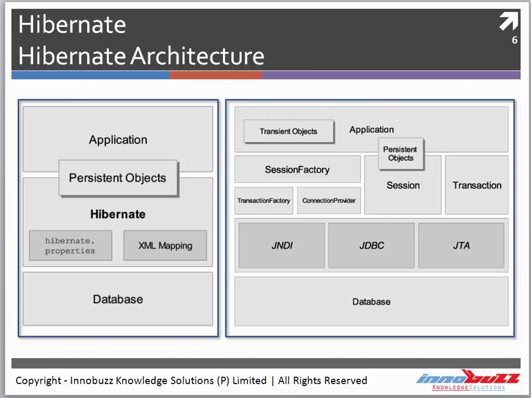The picture on the left represents a high-level view of the Hibernate architecture. As you can see, you have the application at the top level, then all the persistent objects, Hibernate configuration files, and at the end, the database. The picture at the right side is the comprehensive architecture. This will abstract the application away from the underlying JDBC and JTA APIs and allows Hibernate to manage the details.